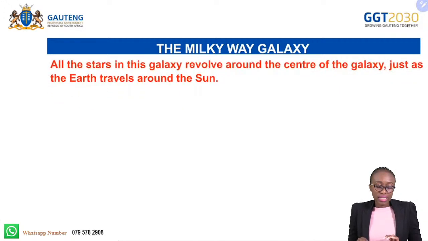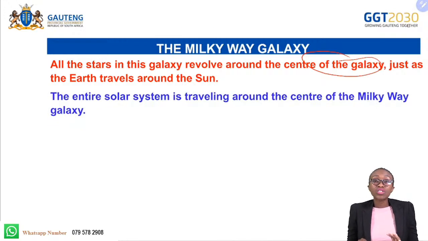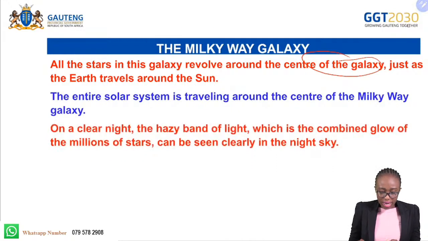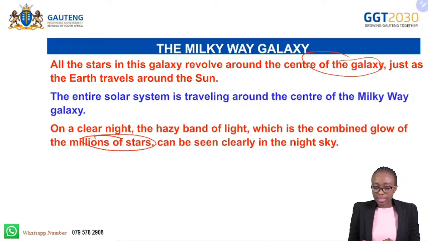All the stars in this galaxy revolve around the center of gravity, just as the Earth travels around the sun. So our solar system is traveling around the Milky Way galaxy. And on a clear night, the hazy band of light, which is the combined glow of millions of stars, can be clearly seen in the night sky.